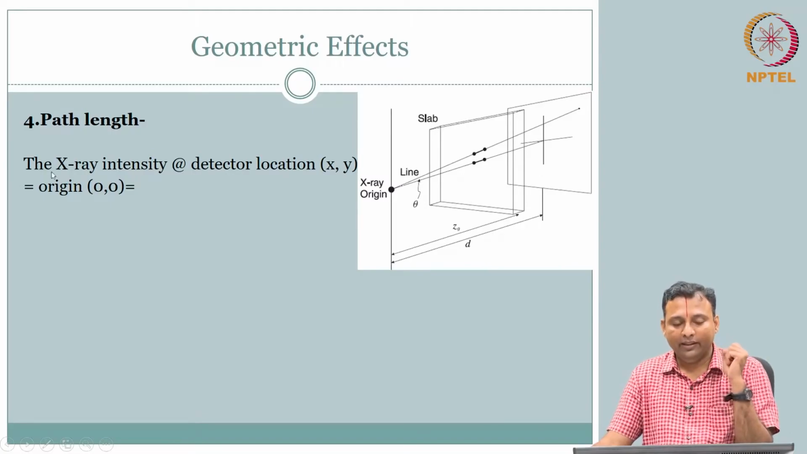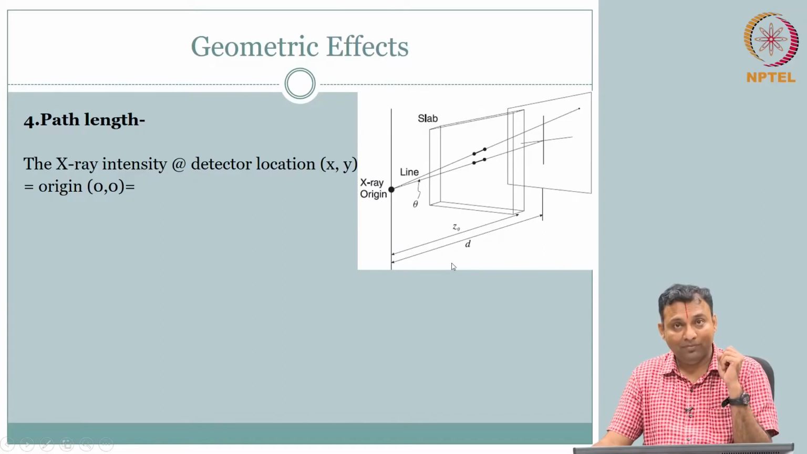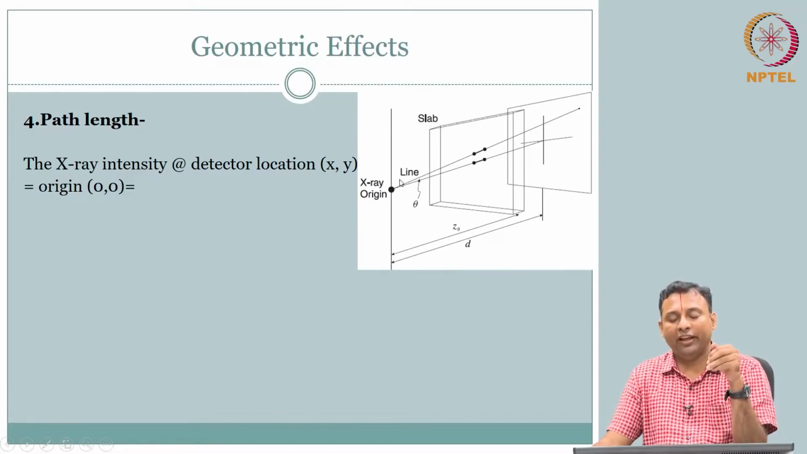So clearly you have a path length effect. The material is the same, the source is the same. So you have addressed the issue of variation in the beam intensity at the source in the anode heel effect.